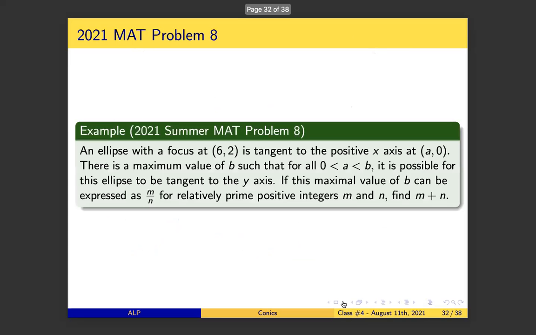So our next problem is from the recent Mathematical Advancement Tournament, which you guys might have taken part in. This is problem 20 from that MAT, or MIT MAT. So this is the problem. An ellipse with focus at the point (6, 2) is tangent to the positive x-axis at (a, 0). There is a maximum value of b such that for all 0 < a < b, it is possible for this ellipse to be tangent to the y-axis. If this maximum value of b can be expressed as m over n for relatively prime positive integers m and n, find m plus n. So that's the problem statement.